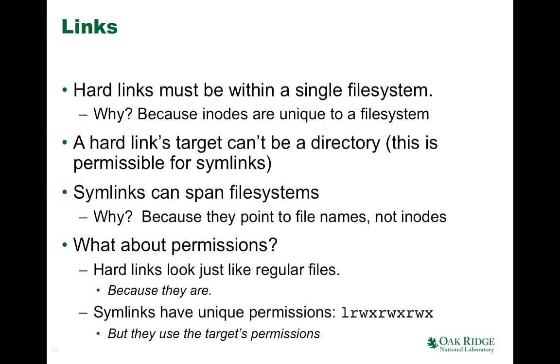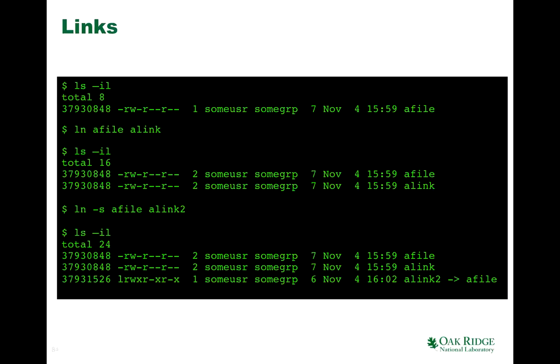The permissions on a symbolic link are really ignored. What matters is the permission on the target file that the link references. So when you see that l, rwx, rwx, rwx, you don't need to worry about that, because that's just the way symbolic links work.